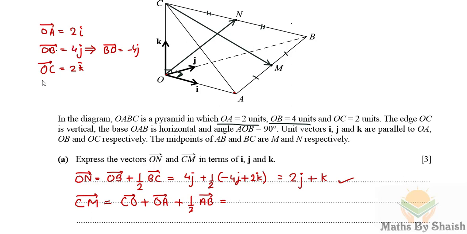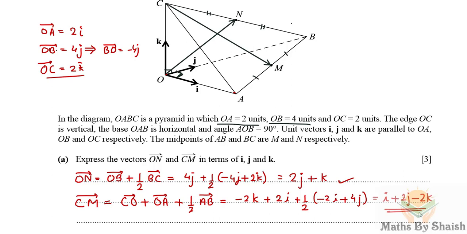So O to C is 2k vector, so C to O would be minus 2k vector, plus OA is 2i, plus half of AB vector. A to O is minus 2i and O to B is plus 4j. Now it is 2i, and we simplify this: 1 over 2 into minus 2 is minus 1, so it becomes 2 minus 1, that is i only, and then 1 by 2 into 4 is going to be 2, so it is plus 2j, and here it is minus 2k, which is unchanged. This is going to be the CM vector. That's it. I hope it is clear.